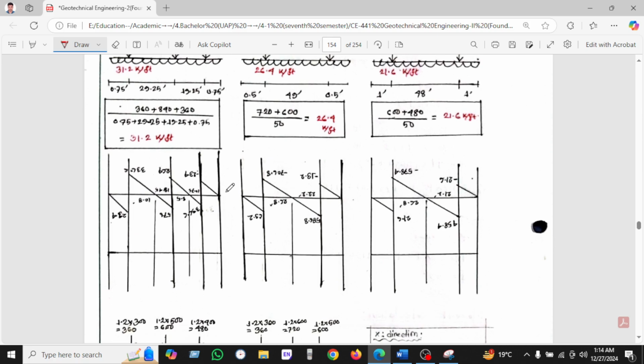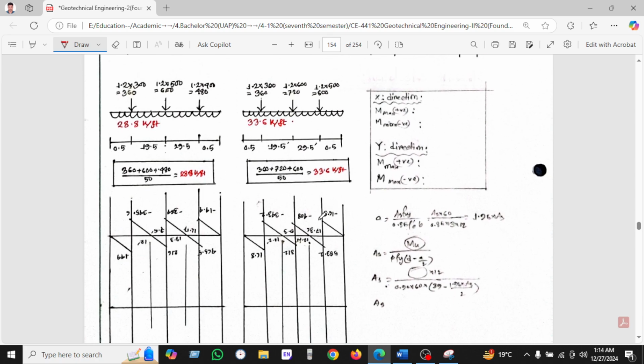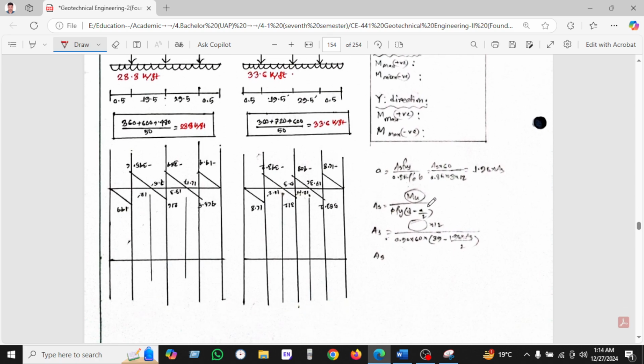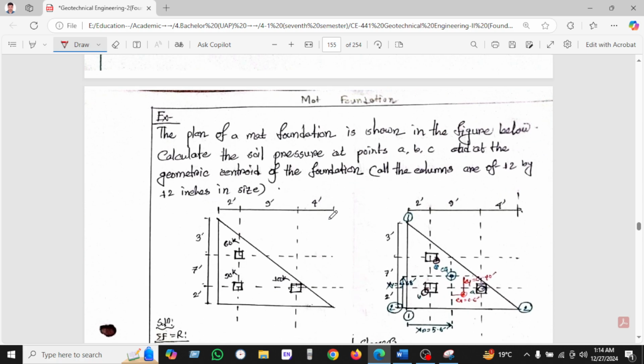So if you are interested, you can take this, and in this way you can calculate the moment. If you get the moment, you can calculate the area of steel. So you can see another example, which is calculation of stress.